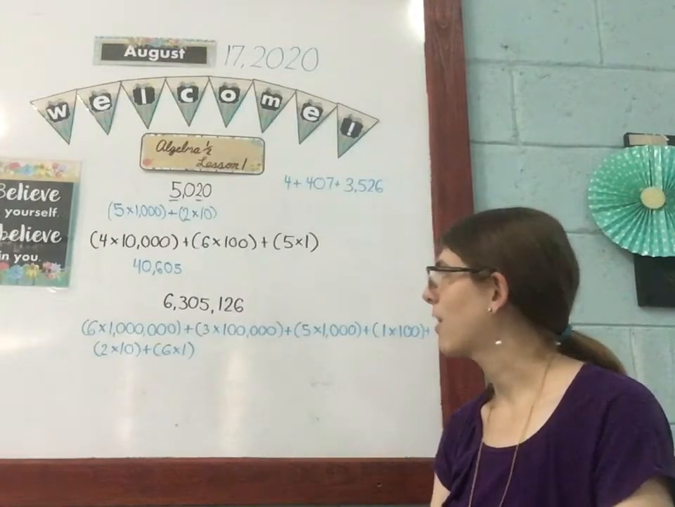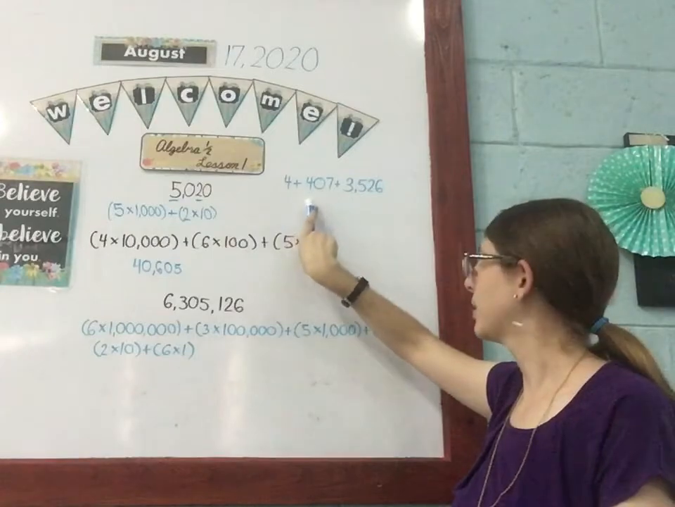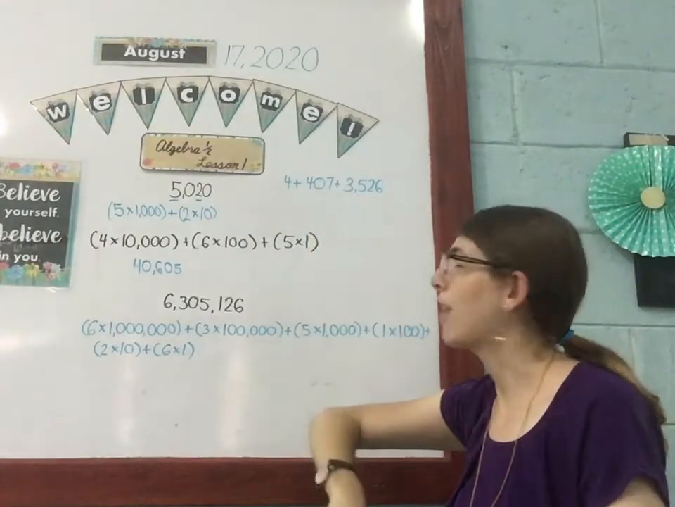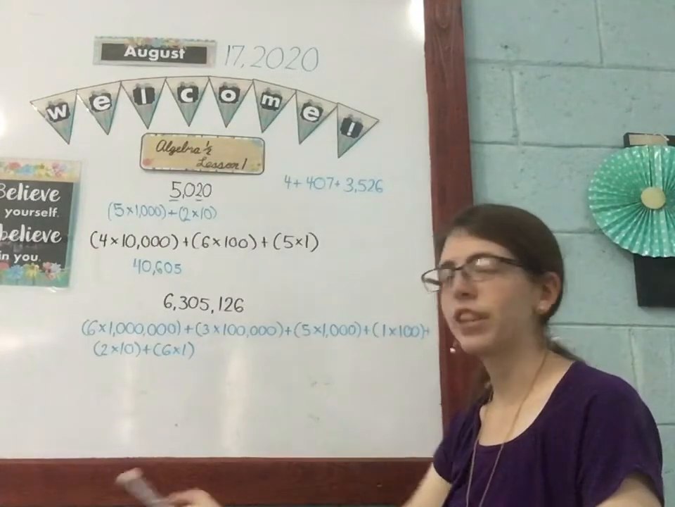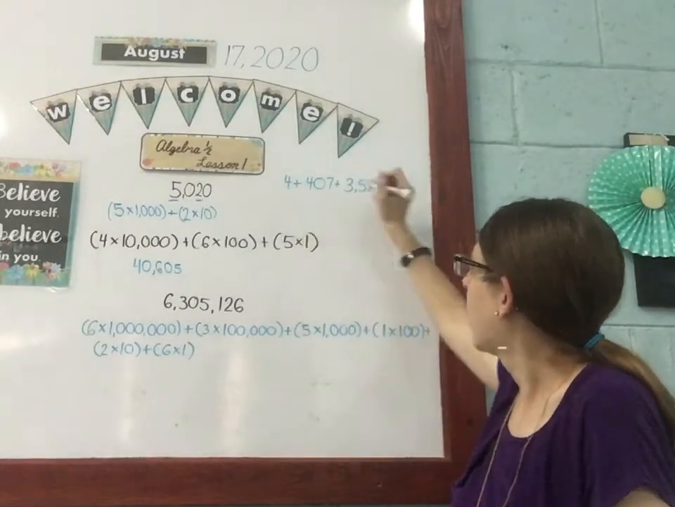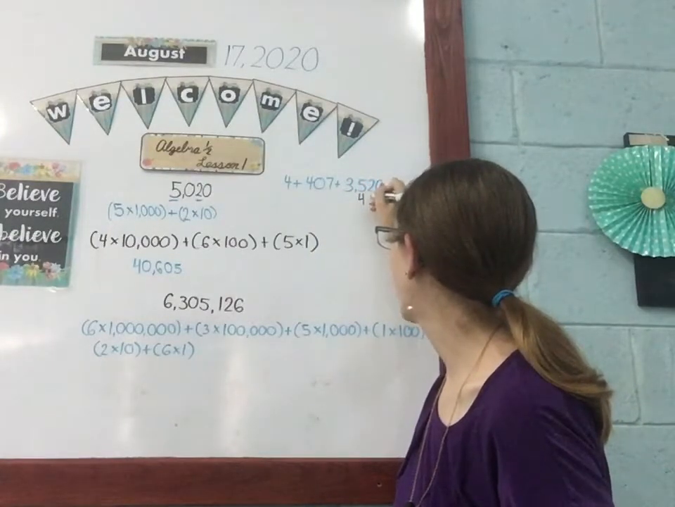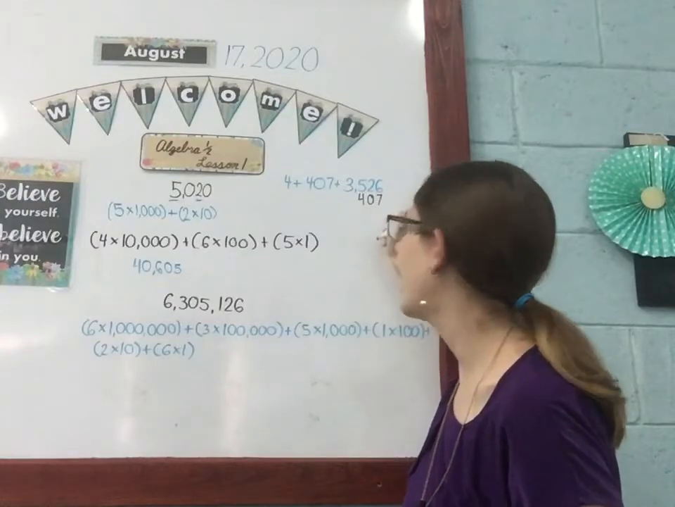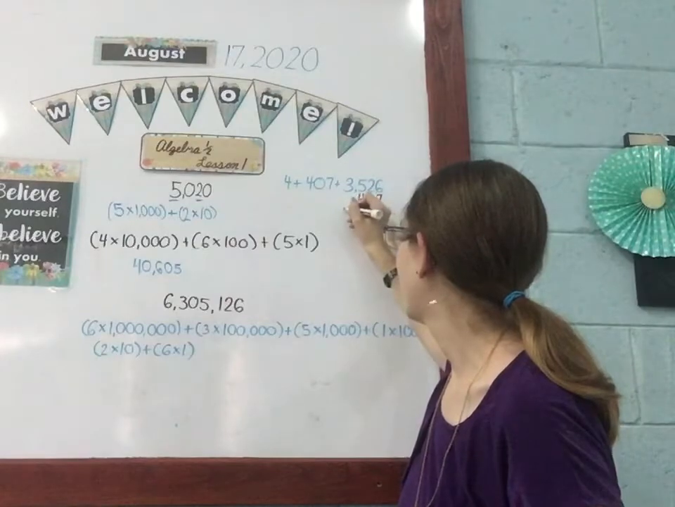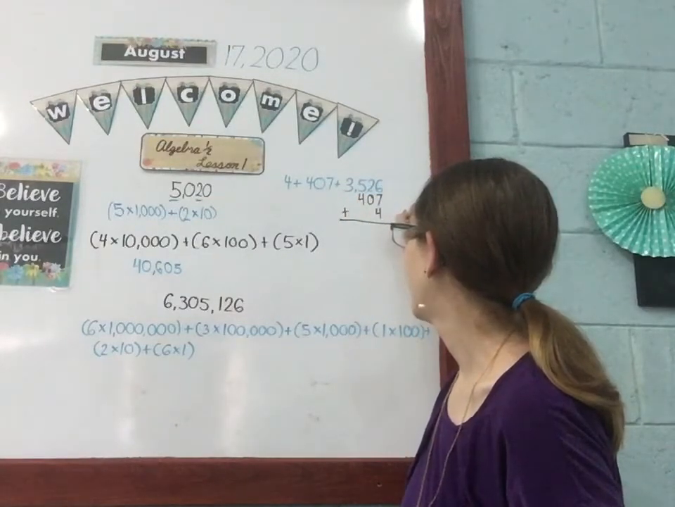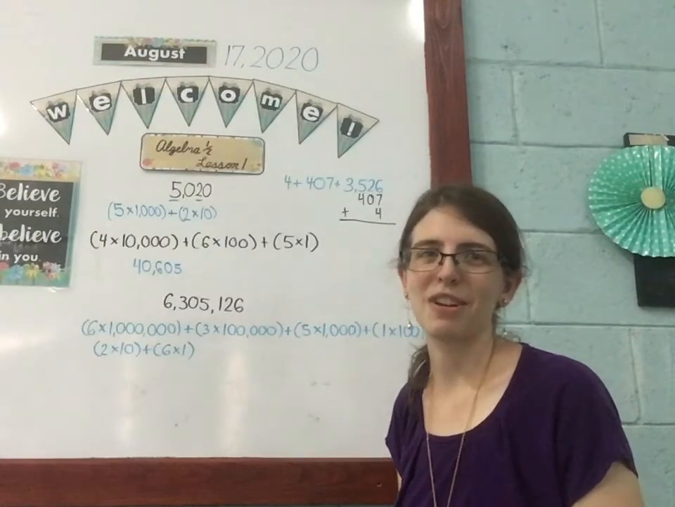Okay, so the last part of this lesson is just addition. If you see something like this, 4 plus 407 plus 3,526, just be careful when you add it. Make sure that you add it up correctly. Line up your numbers. So 407, make sure you put the 4 in the hundreds place, 0 in the tens, 7 in the ones, and this 4 in the ones. Then you can add it. Don't add your 4 to the thousands, because that's not where it goes. So just make sure your number is in the correct spot.